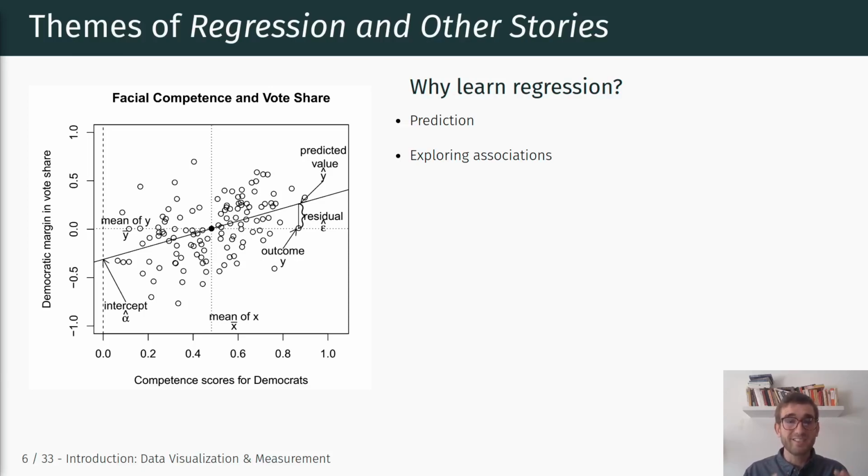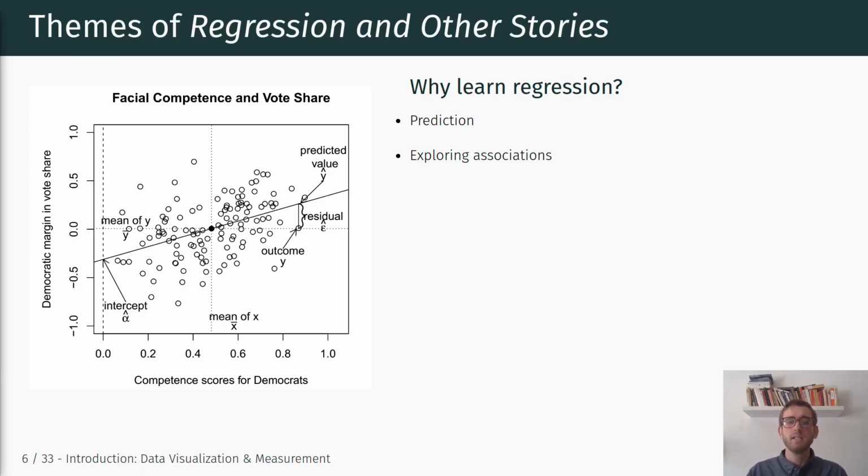We can also just explore associations, right? Sometimes we're not really interested in forecasting or making clear predictions, but we're just interested in summarizing how well one variable or a set of variables predicts some outcome. So in this context, of course, there's some theoretical interest in why competence is related to electoral success, and what ultimately that tells us about the way elections for Congress work, what the relative determinants are of electoral success.